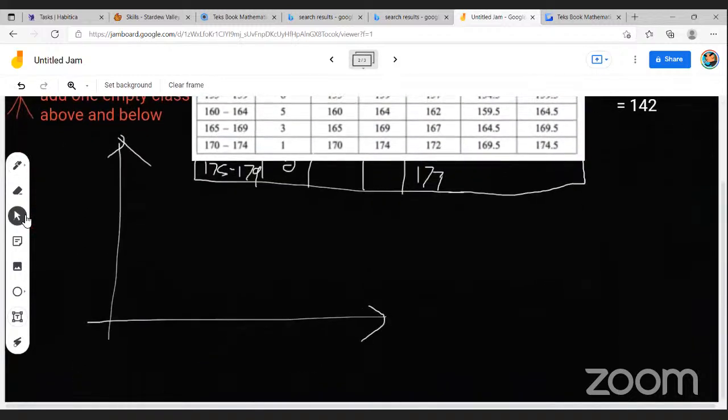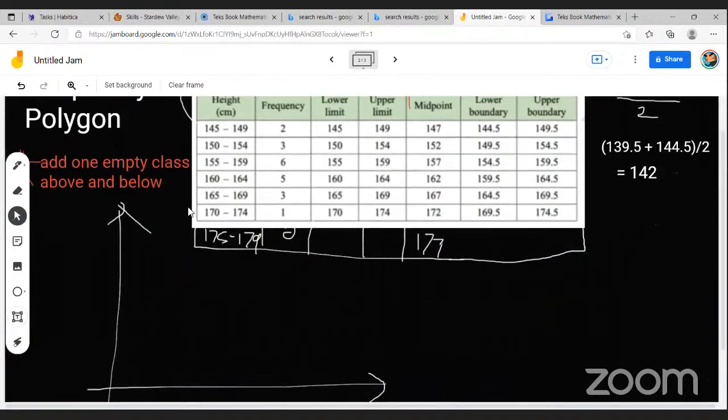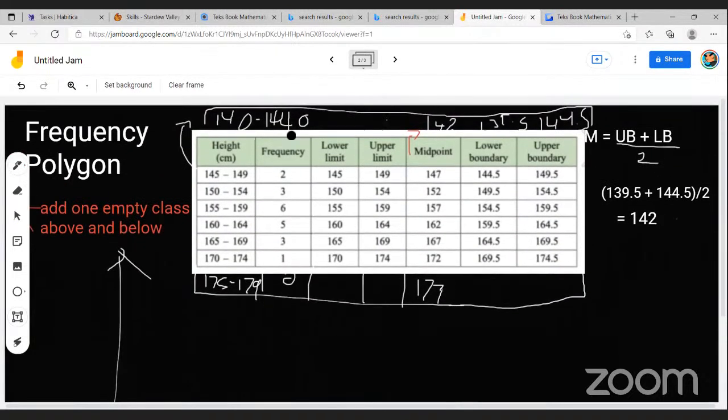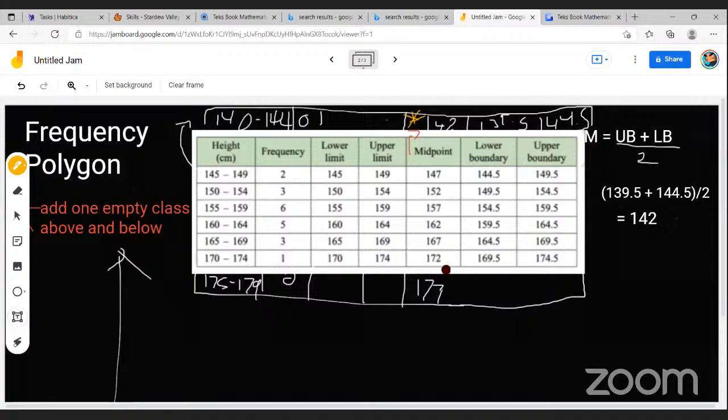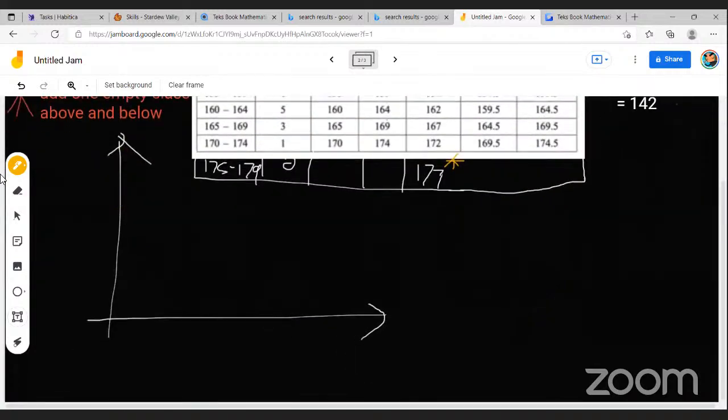So your midpoint will be 177. Now, the important part of this I'll show later, but yes, you'll have to make an extra class, upper and lower. The only thing you really need to find for this upper and lower class is your midpoint. This is the most important part. The midpoint of these two classes are the part that you need to find. And these classes are empty.